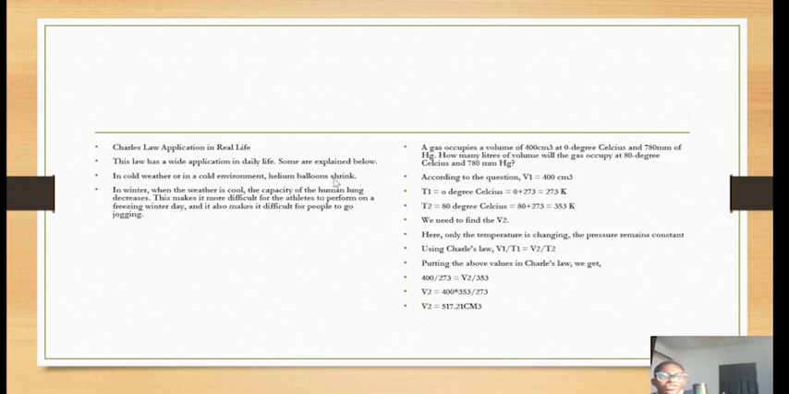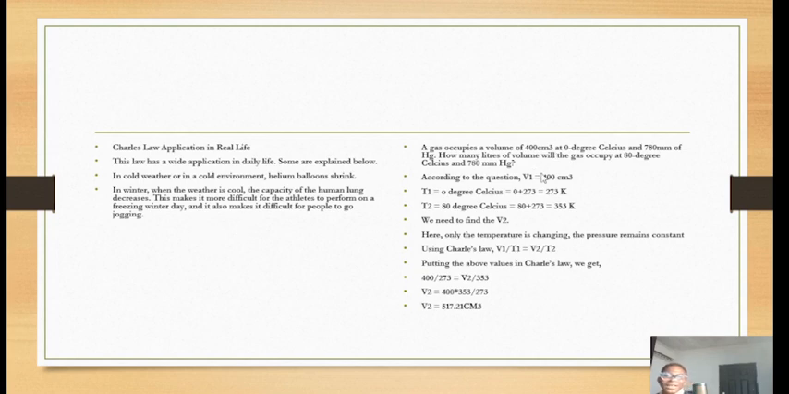You know that we are saying that the volume is directly proportional to the temperature. In winter, when the weather is cool, the capacity of the human lung decreases. This makes it more difficult for athletes to perform on a freezing winter day, and also makes it difficult for people to go jogging. So this is a question.